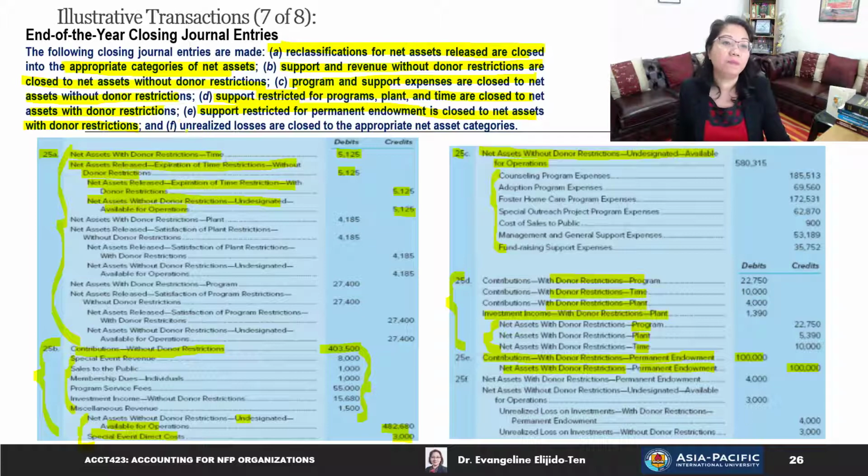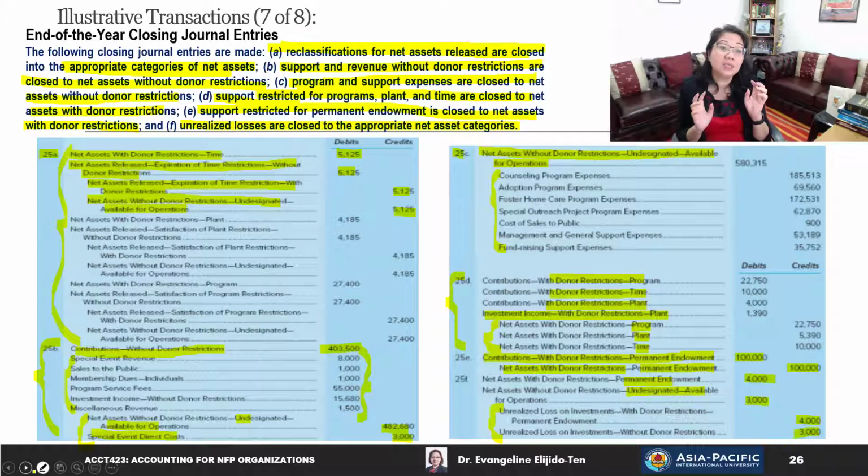And finally, in F, we are closing unrealized losses to the appropriate net asset categories. So we are debiting net assets with donor restrictions, permanent endowment fund 4,000, net assets without donor restrictions, undesignated, available for operations 3,000. And what do we credit this time? We credit the unrealized loss on investment with donor restrictions for permanent endowment of 4,000 and unrealized loss on investments without donor restrictions for 3,000.